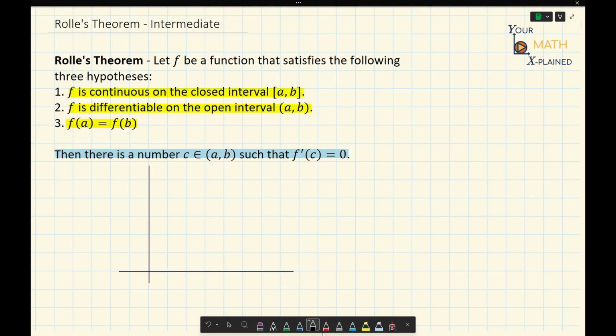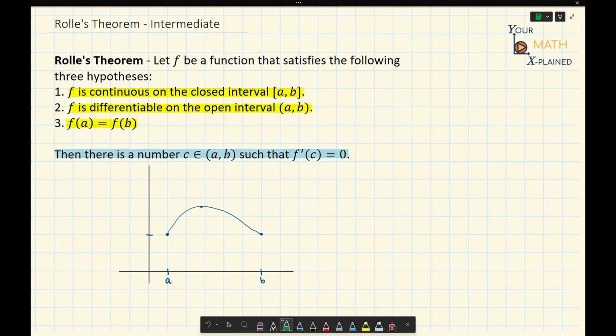So we're going to have our interval AB. So let's say A is here, B is here. Now f is continuous and differentiable on this interval, which means that when we draw our curve, we can't lift our pen up and it has to be smooth. And f of A has to be equal to f of B, which means we're going to start at this height and end at this height. Now if the curve starts by going up, in order to actually get back down to our starting point, we have to come down, which means there's going to be a point here where the tangent line is horizontal.